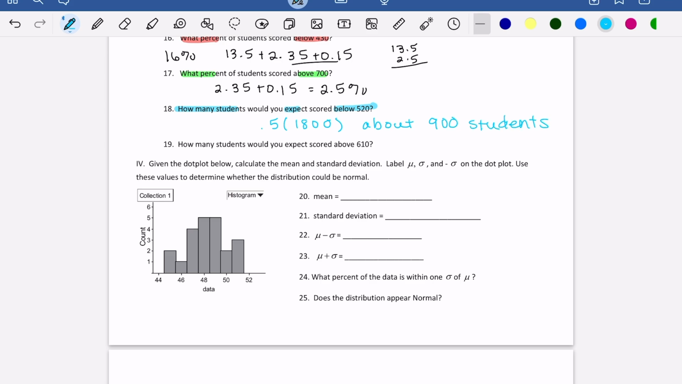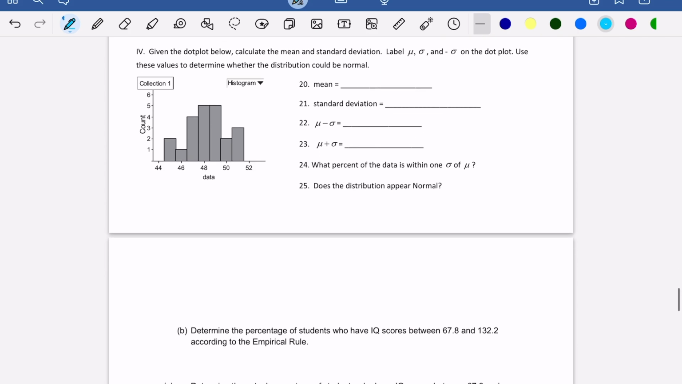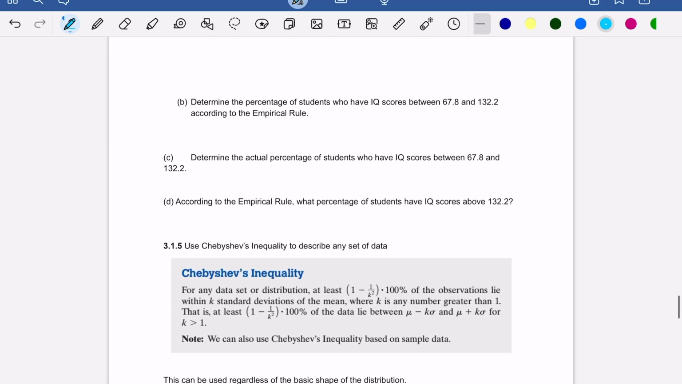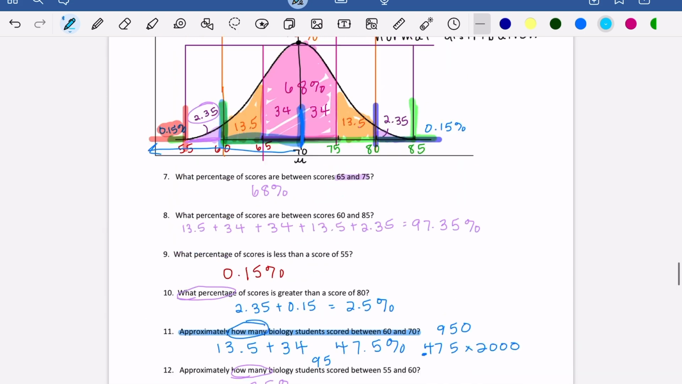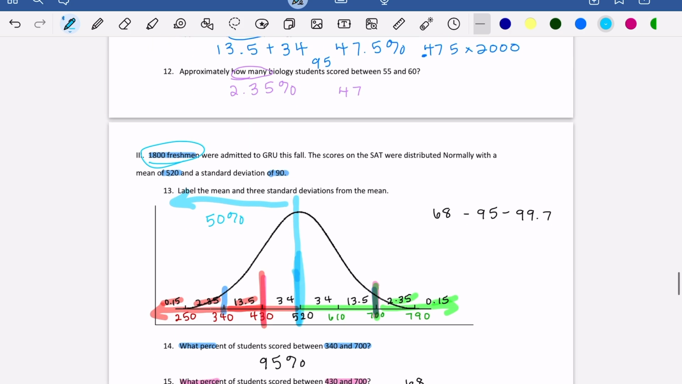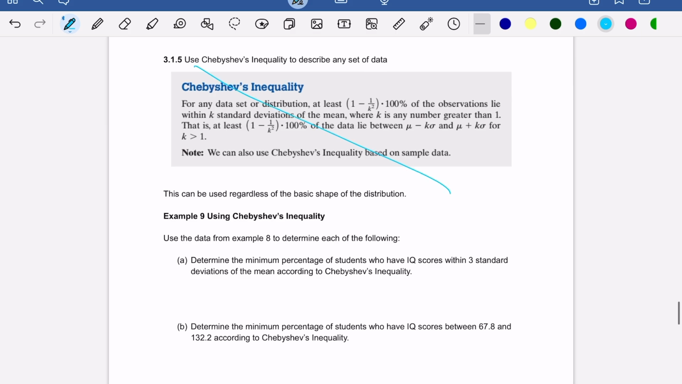Okay. This says, given the dot plot below, calculate the mean and standard deviation. Label the mean and standard deviation on the dot plot, and use these values to determine whether the distribution could be normal. That's something we're going to do when we get back together. And so these are the examples that I want you to use on the empirical rule. If you have any questions, make sure you email me. We are not going to talk about this inequality right here.